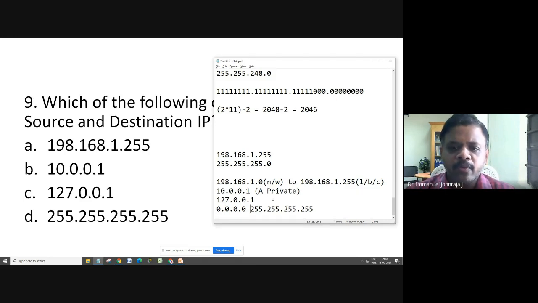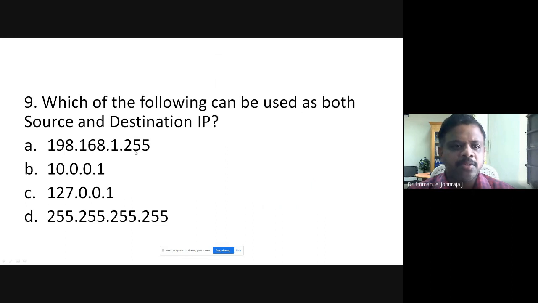So I would go for 10.0.0.1, private, that can be used. This cannot be used because it's a limited broadcast address. This cannot be used because it's a loopback IP. This is a broadcast IP. So my answer would be B.